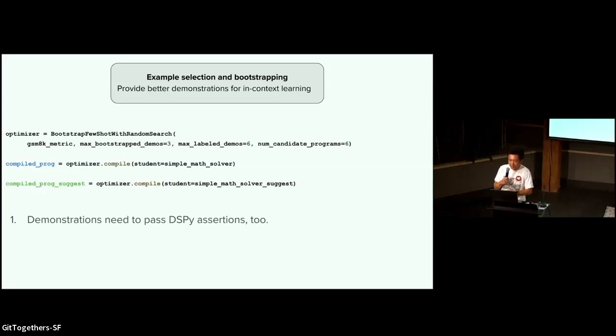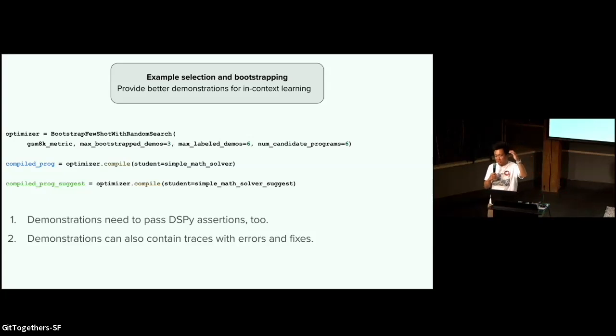select better demonstrations. A second thing is that the demonstrations can now also contain traces, errors, and fixes. So the demonstrations could contain the previous response and instruction, and now the correct response. And we find that this kind of demonstration actually helps in-context learning a lot.